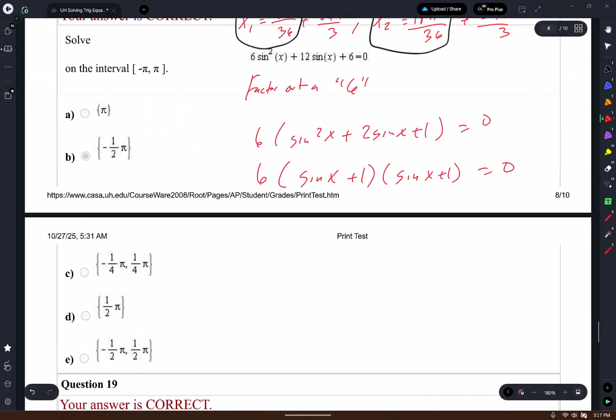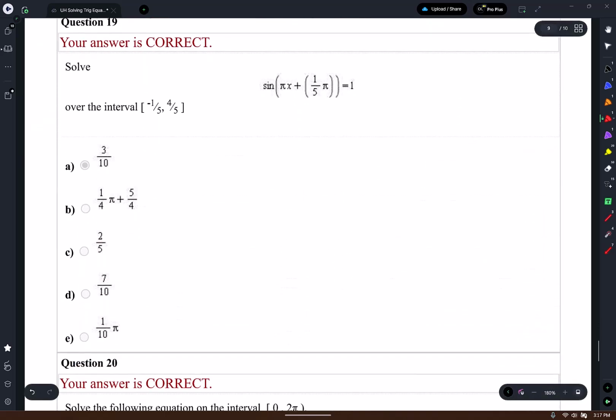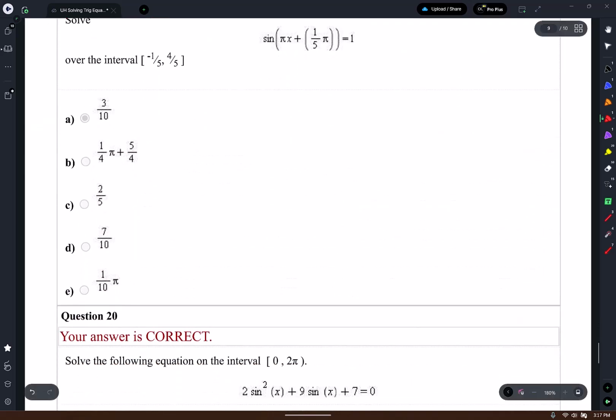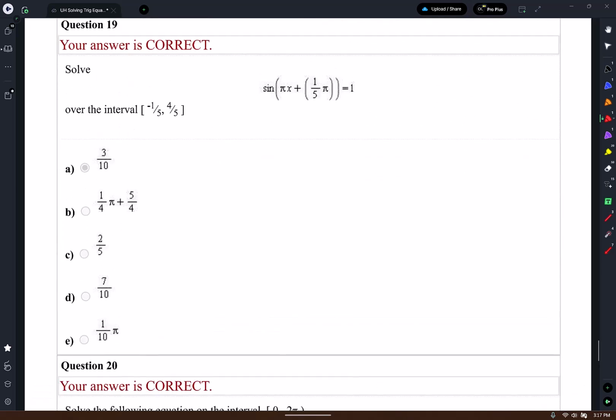I mean, that's just where is sine x equal to -1? 3 pi over 2 or negative pi over 2. Look at the domain. So, there, we practically did it right there. All right, look at this one. Actually, oh yeah, they're different. Okay, we got to do 19 because 19 is different than 20.